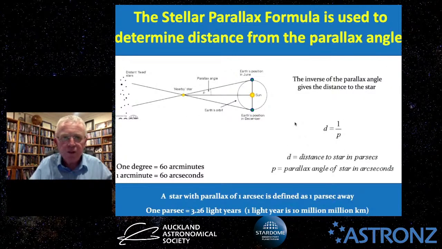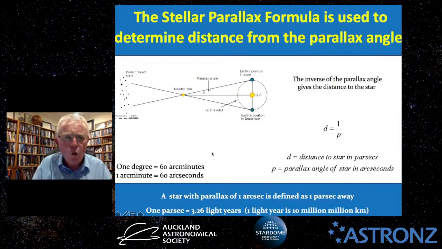And I'll show you. Okay, so the stellar parallax formula is used to determine the distance from the angle. And all it comes down to is the inverse of the parallax angle gives the distance to the star. The distance is always given in parsecs, and the angle is always in arc seconds.